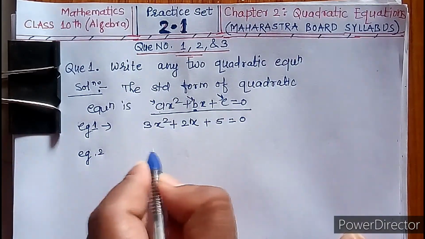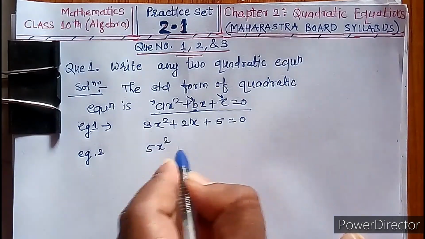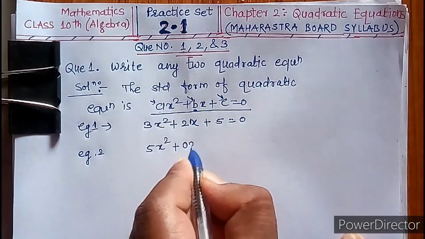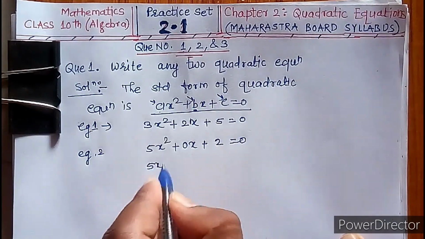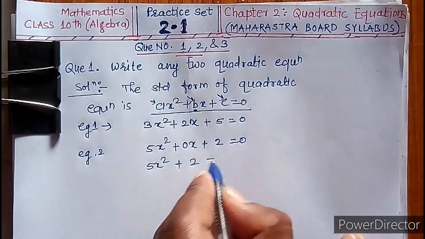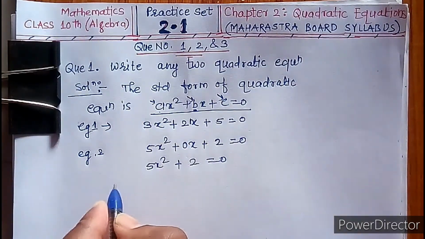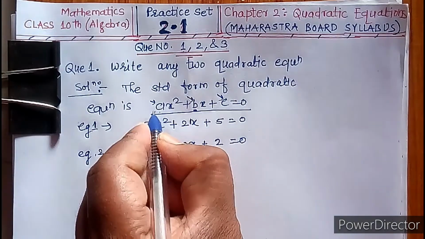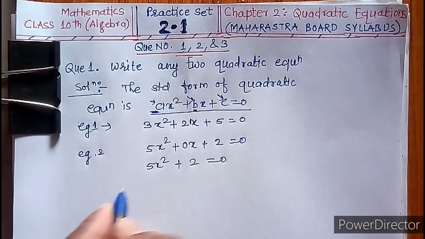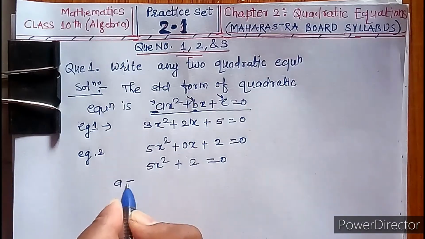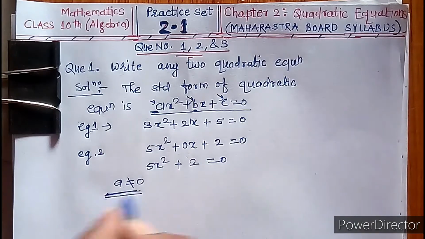Now ax square, that is put 5x square. You can put 0 instead of this, that is plus 0x plus 2 equals to 0, that is 5x square plus 2 equals to 0. One thing which you have to remember always is that never put the value of a equals to 0, means you have to put a equals to non-zero number, means a is not equals to 0. This is the must compulsory condition.